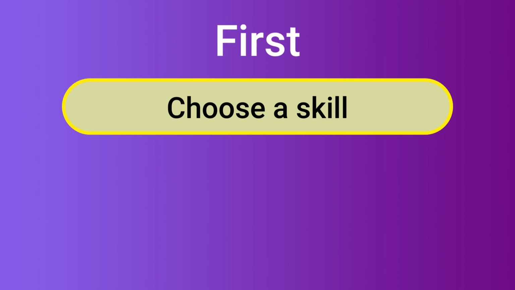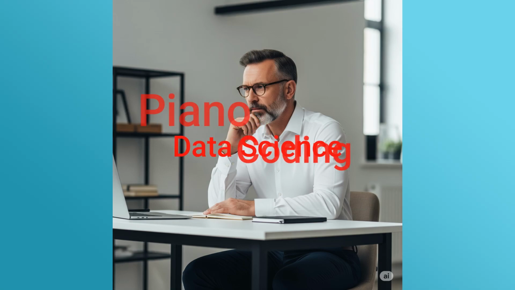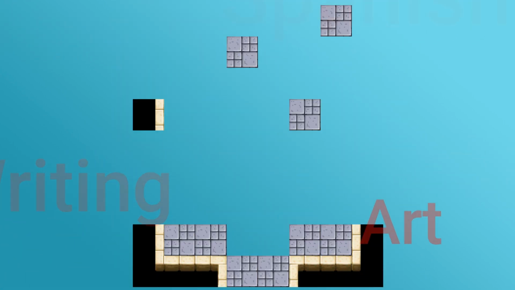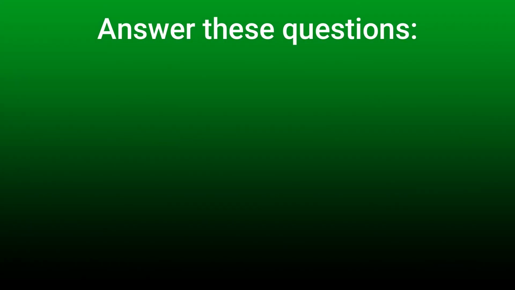First, you need to choose a skill and get ChatGPT to generate a curriculum for learning that skill. This works for just about any skill you want to learn, but for this example, I'll do pixel art. For best results, use a good prompt that answers the following questions.